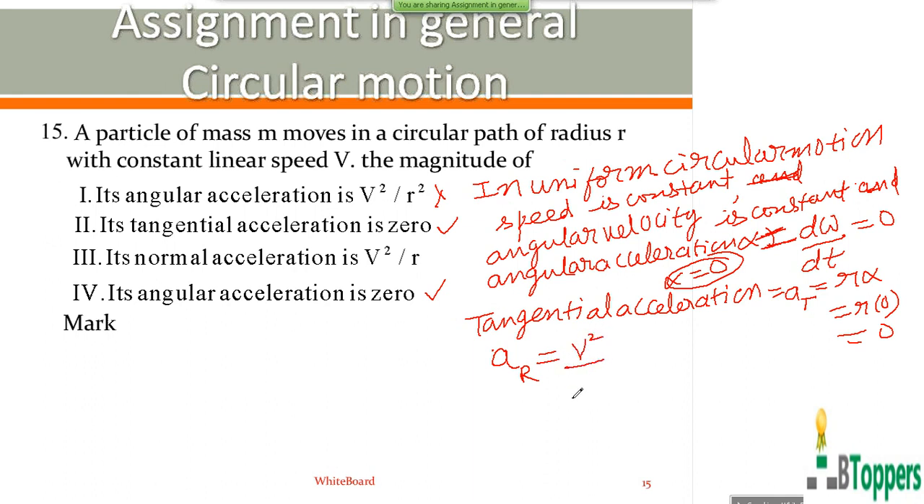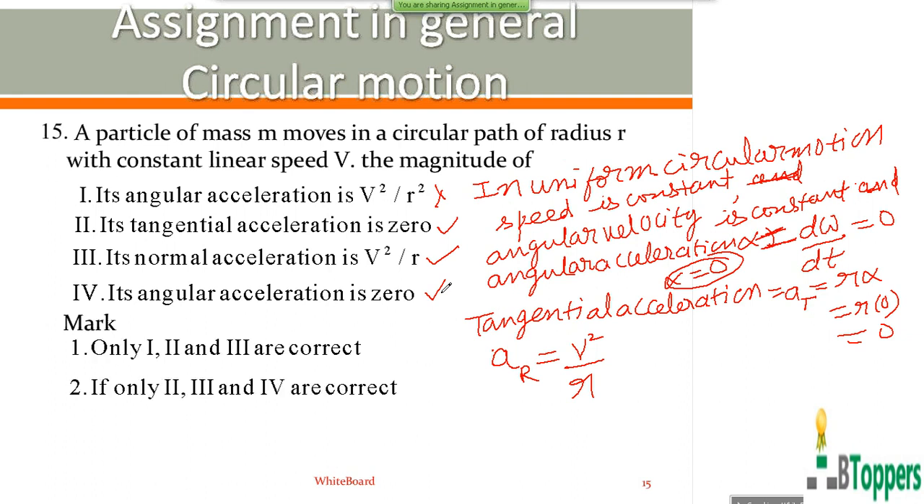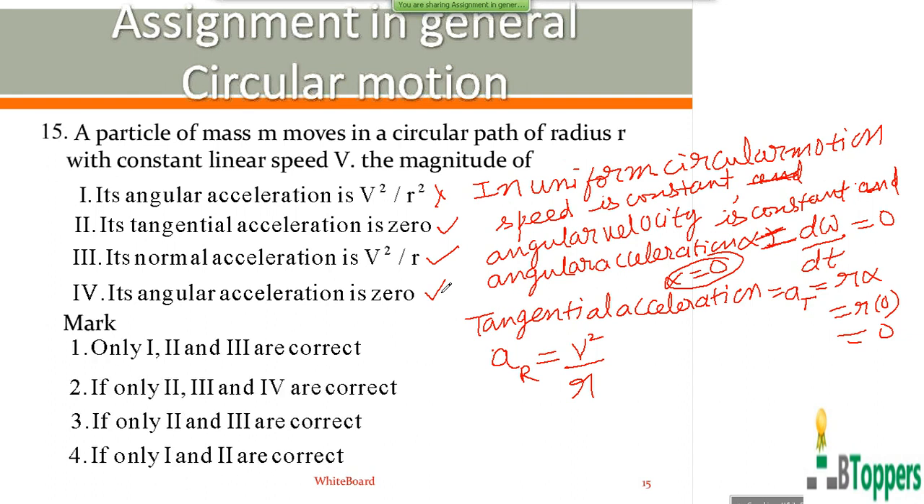This radial acceleration is also called normal acceleration because it acts normal to the velocity, means perpendicular to the velocity, which has magnitude v square over r. So even third statement is correct. So statements 2, 3 and 4 are correct here. If you look at the options given here, second option is the correct answer.